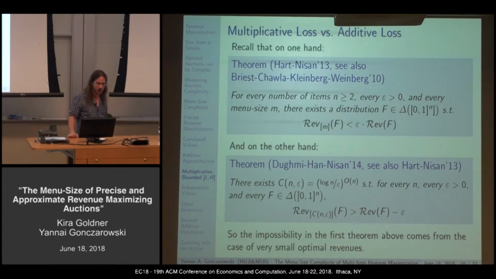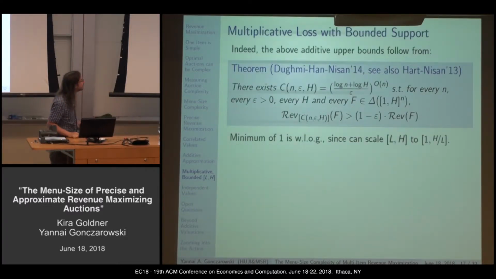So this gives the idea of, okay, so let's not look at distributions on 0, 1. Let's look at distributions on something, 1. That's going to rule out very, very low revenue because there is going to be some revenue to be made anyway. So here's a theorem about that, due to Dughmi, Han and Nisan, once again a constant improvement in the numeric complexity over a similar theorem by Hart and Nisan.